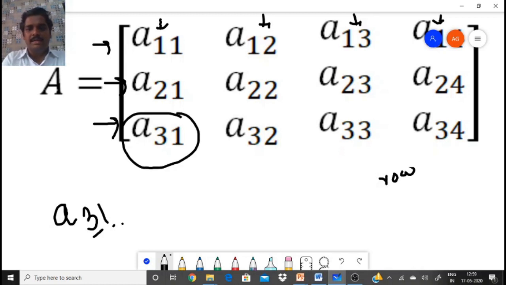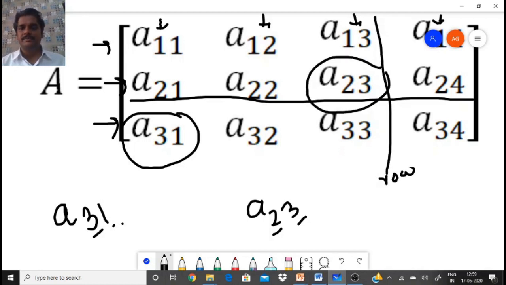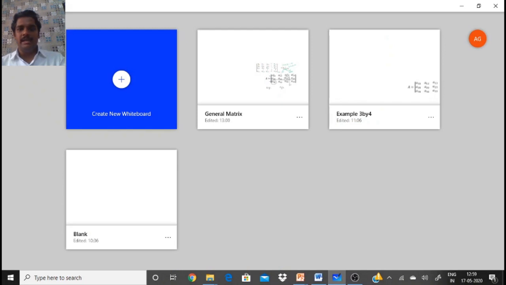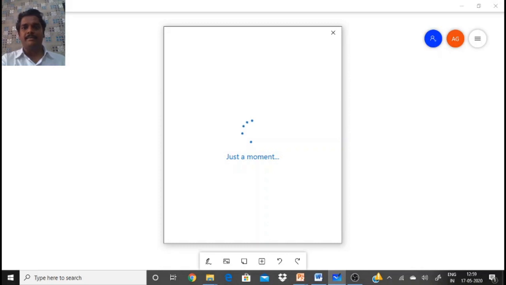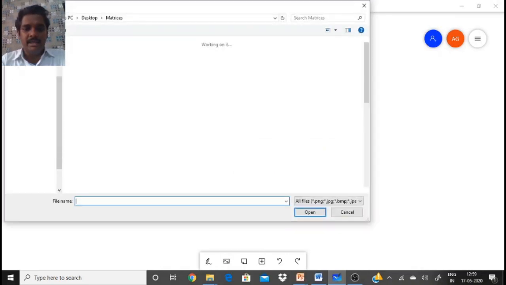Suppose I'm talking about, let's say, a23. So 2 is the row number and 3 is the column number. So second row, third column. Here is your second row and here is your third column. So here is your element a23. I hope the notation is clear. So let's move further. I'll talk about some more matrices next.